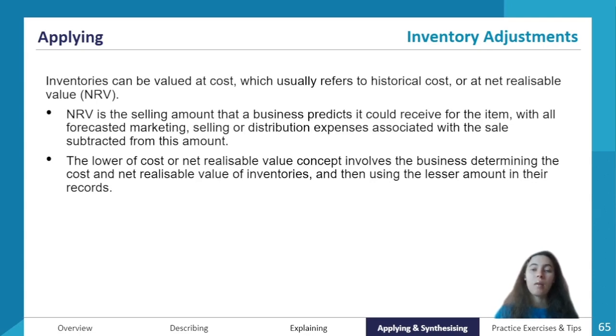And then, of course, the lower of cost or net realizable value is exactly the way it sounds. So the business is determining the cost and the net realizable value figures for the inventories. And then it's using the lesser amount in the records. So you work out both next to one another, and then you go, which one is less, and we'll choose to record whichever one is less.